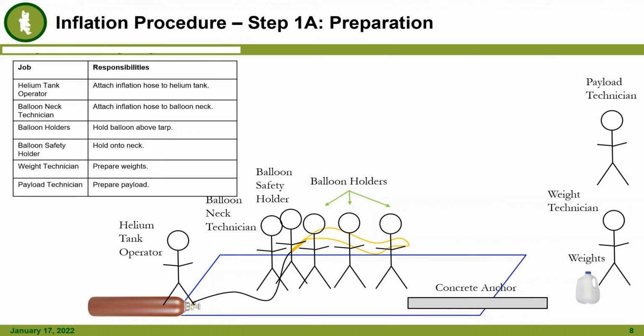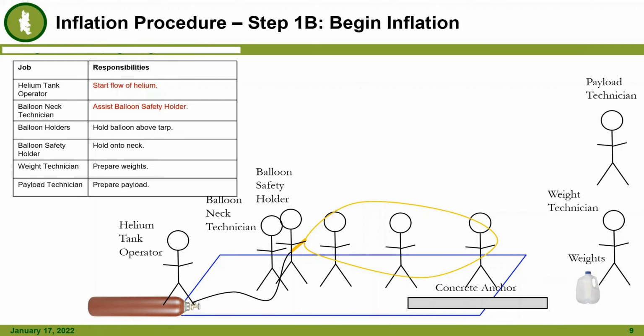So the first step in this process, after we laid everything out, was to arrange everyone in this orientation, right? So the helium tank operator is situated near the tank, ready to turn the valve on and off. And then we had all of these people, like the balloon holders, the balloon safety holder, and the balloon neck technician, all crowded around the balloon, and they were holding it up uninflated above the tarp and basically ready to go. So all we need to do now is have the helium tank operator start the flow of helium.